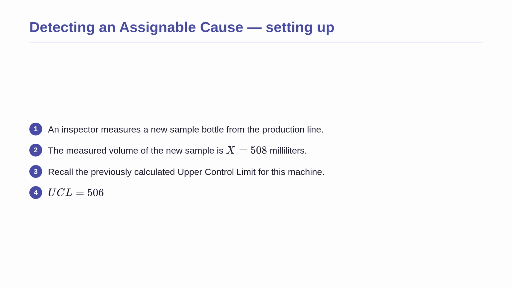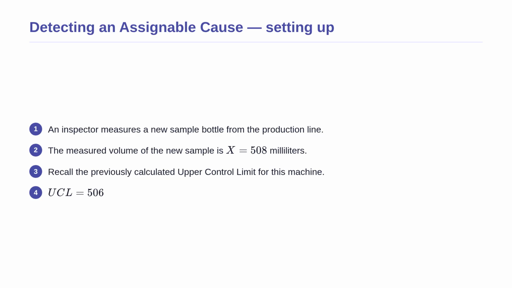Using the same water bottle filling machine, a quality control inspector takes a new sample from the production line. The measured volume of this newly filled bottle is exactly 508 milliliters. We need to determine if the process is still in statistical control or if an assignable cause has occurred.